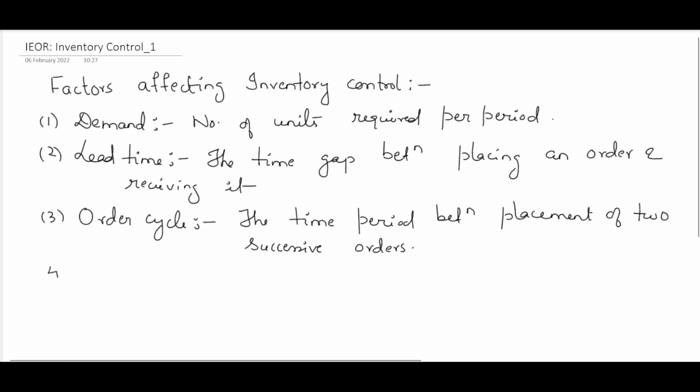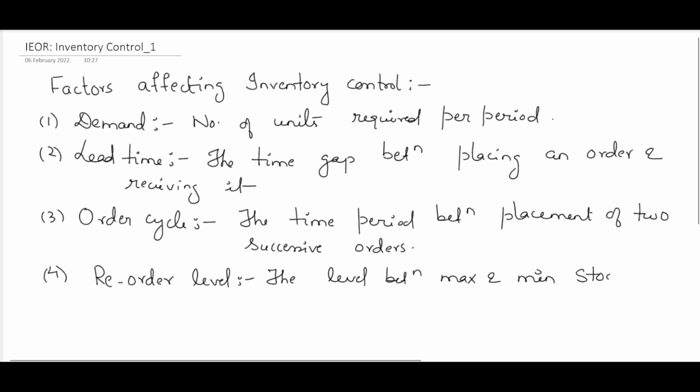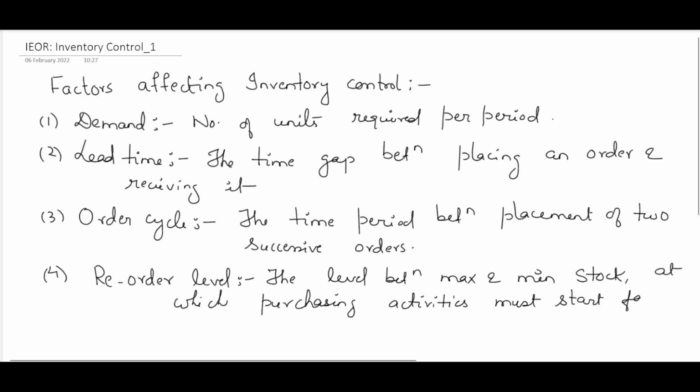Fourth one is our reorder level. The level between maximum and minimum stock. Minimum stock at which purchasing activities must start for replenishment.